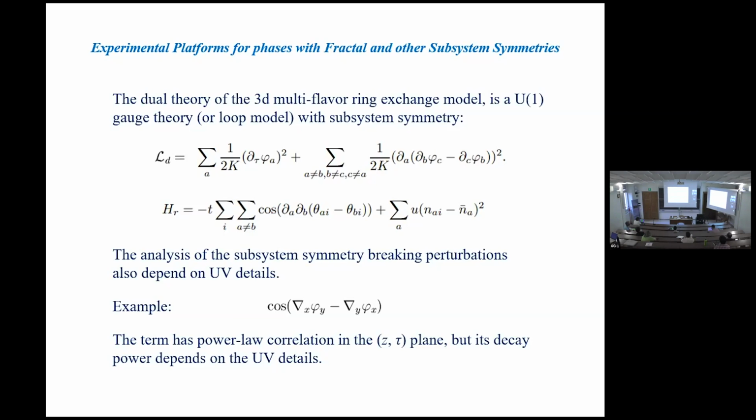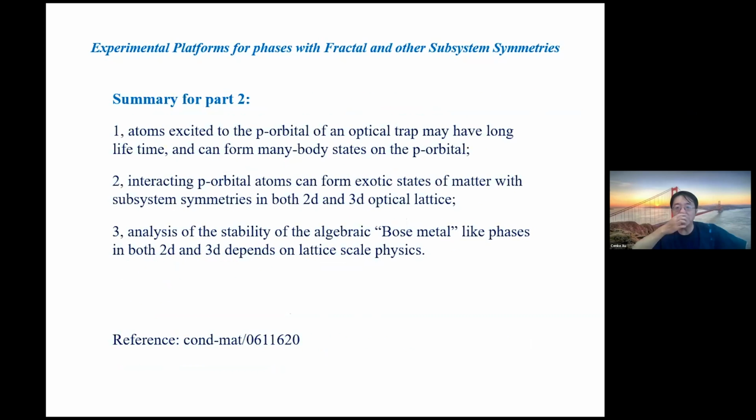No. Okay, so this is pretty much what I want to talk about in part 2. So basically, we covered the p-band cold atom. I'm saying that by exciting atoms from the s orbital, which is the ground state of the optical lattice, to the p-band, which is the excited state of the optical lattice, this atom can have a long lifetime, which means they can live there long enough to form some exotic, strongly interacting states before decaying to other states in the optical lattice.